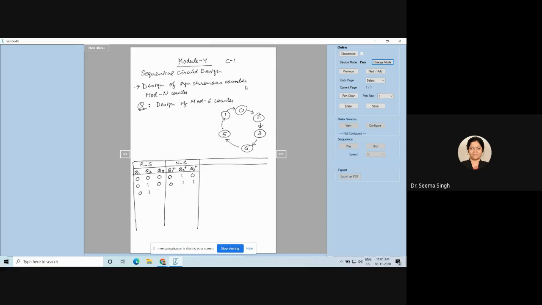Now if my present state is 3, my next state will be 6. If my present state is 6, the next state will be 5, so I am writing 101. If my present state is 5, my next state is 1, so 001. If my present state is 1, my next state is 000. So this completes my two columns of the truth table.